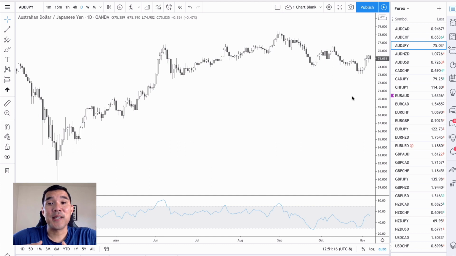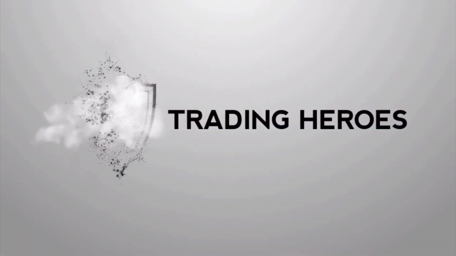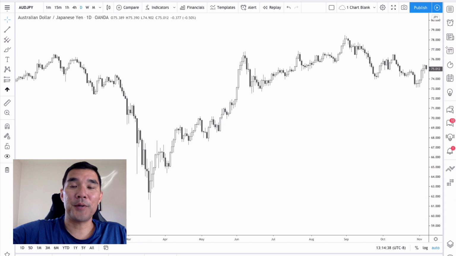All right, let's take a look at RSI divergence, how to properly identify it, what to avoid, and how you can use it to identify potentially profitable trades. RSI divergence is a way of identifying potential turning points in the market, so it's a counter trend signal.